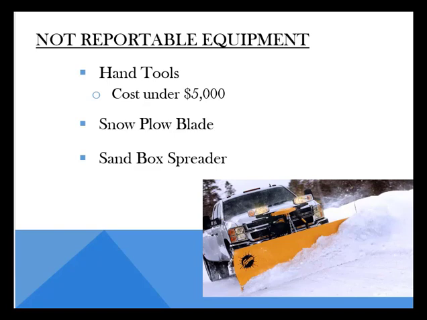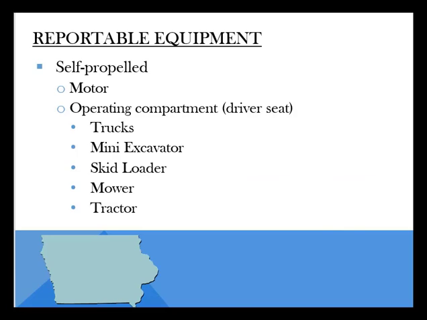So what kind of things do get reported? Definitely city trucks, dump trucks, skid loaders, end loaders, tractors, anything you're out using to do maintenance or construction on your city streets. So let's look at the equipment tab.